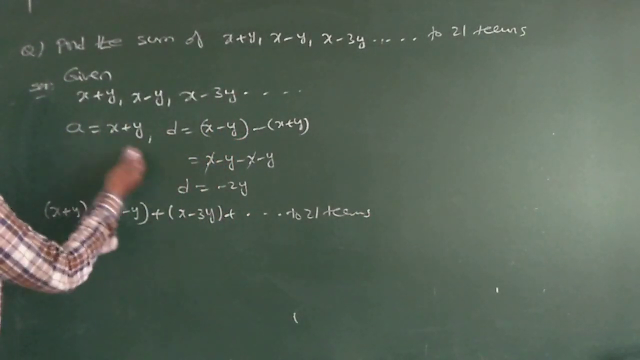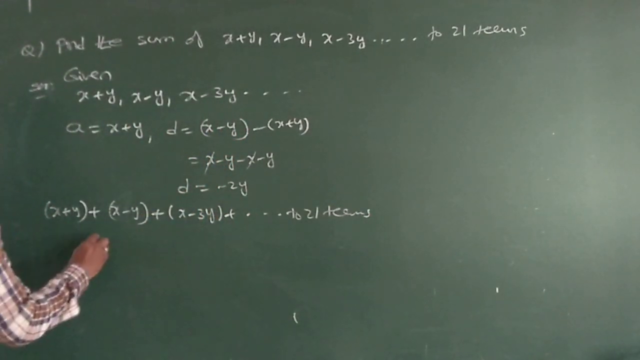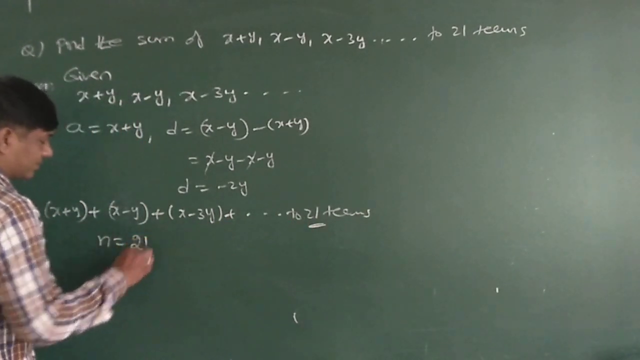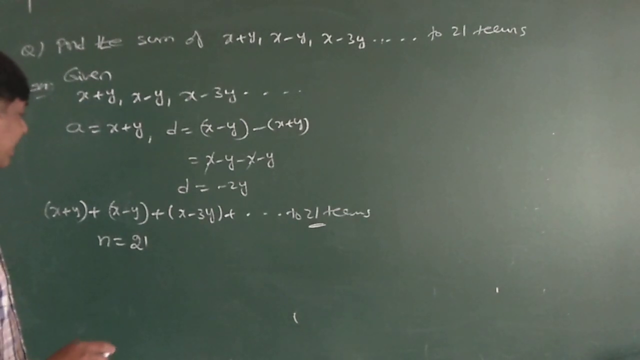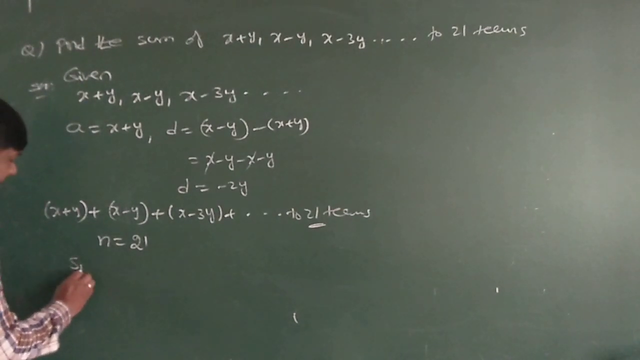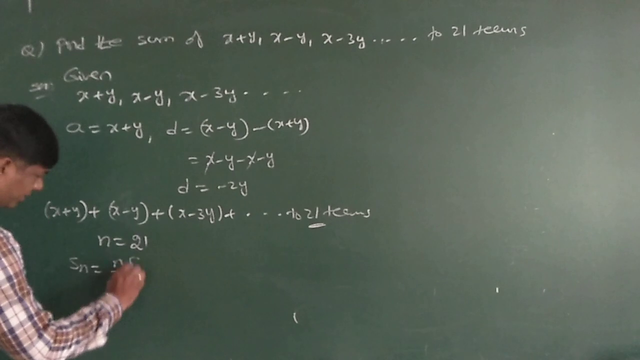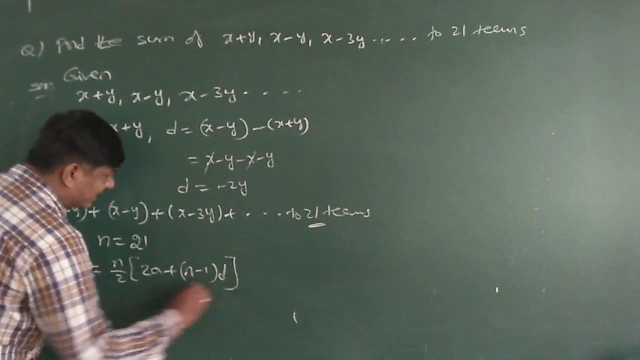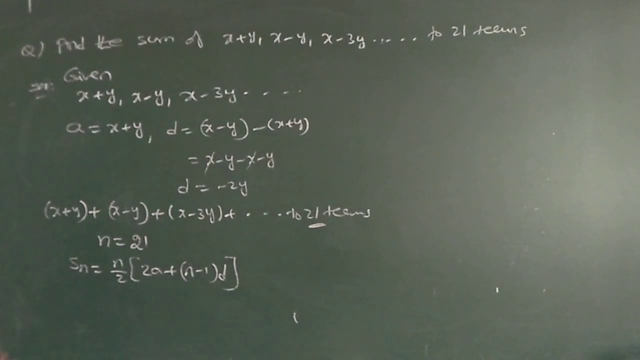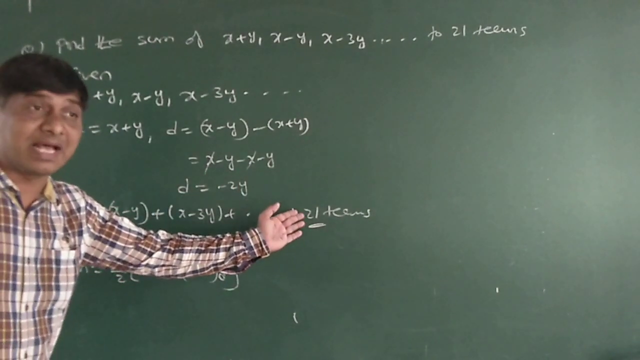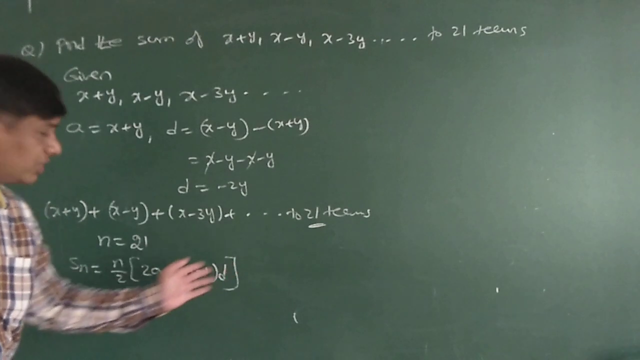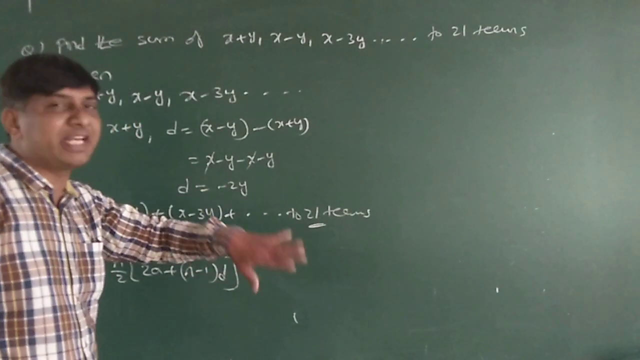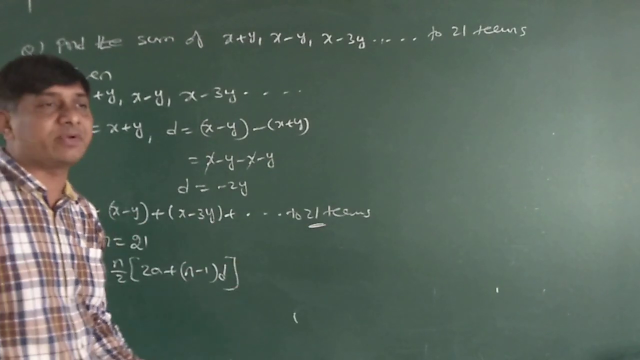Here the a value we have, the d value also we have. Now n is equal to how many terms we have to add? 21 terms. n is equal to 21. Now Sn is equal to n by 2 into 2a plus n minus 1 into d. This is the standard formula for the sum of n terms. Because I don't know the nth term, the last term, the 21st term, we will use the standard formula. If you know the last term, then you can use Sn is equal to n by 2 into a plus l.